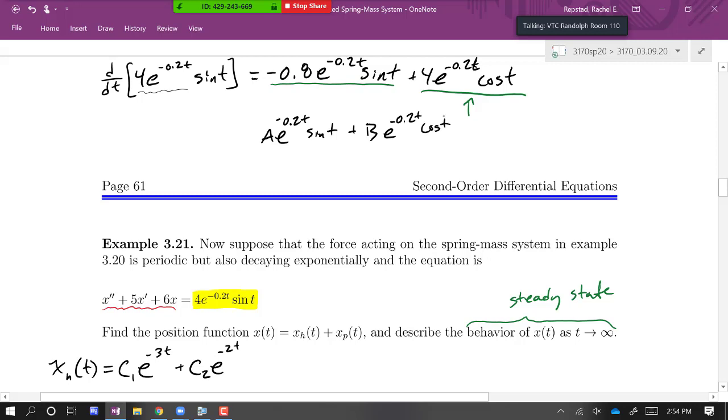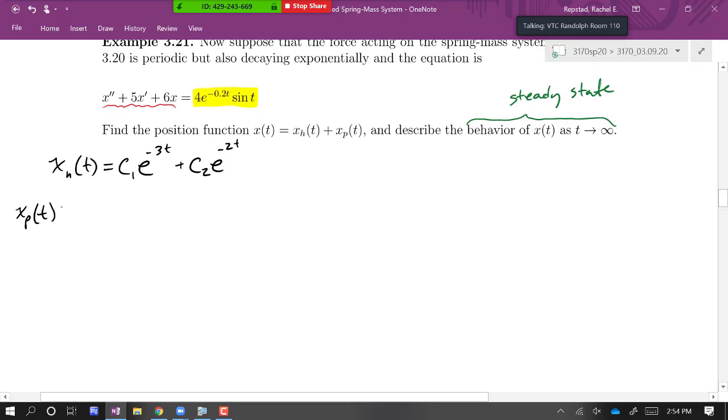Even though the derivatives eventually get kind of messy because we have to use a product rule over and over again, I know what kinds of terms I'm going to have. So when we use that rule of take that function plus all of its derivatives, it's just going to look like a times e to the negative 0.2t sine t plus b e to the negative 0.2t cosine t.